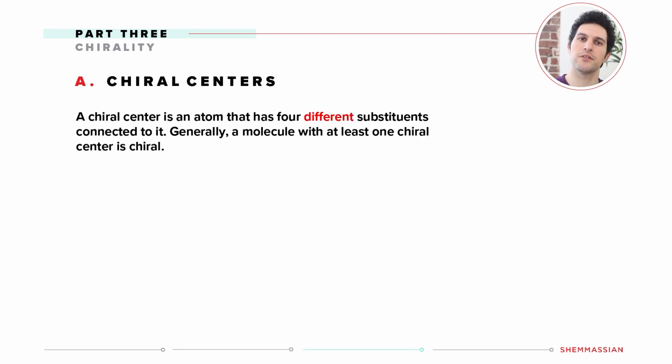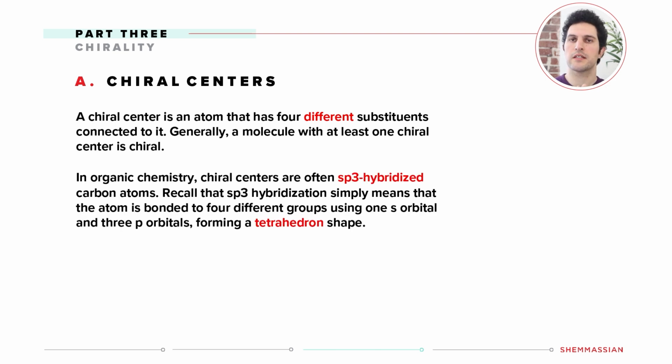A chiral center is an atom that has 4 different substituents connected to it. Generally, a molecule with at least one chiral center is chiral, and a molecule that is not chiral is said to be achiral. In organic chemistry, chiral centers are often sp3 hybridized carbon atoms. Recall that sp3 hybridization simply means that the atom is bonded to 4 different groups using one s orbital and 3 p orbitals. When optimizing the structure of one s orbital and 3 p orbitals, a tetrahedral shape forms.